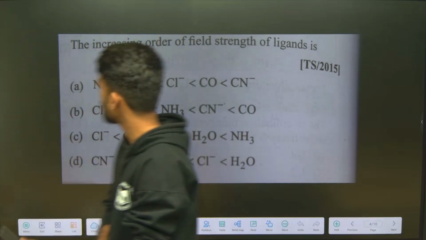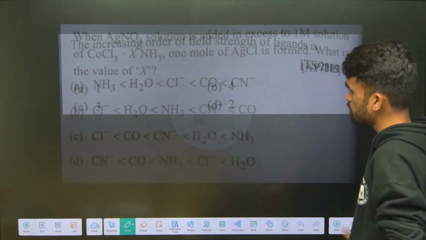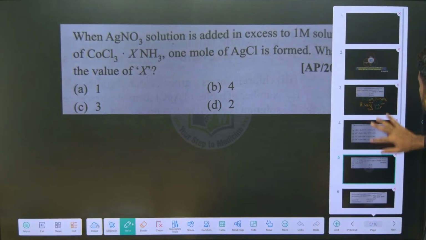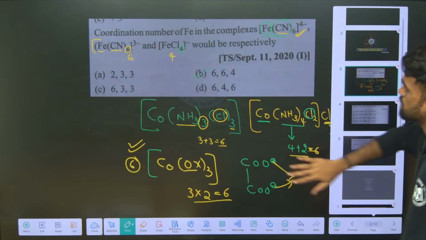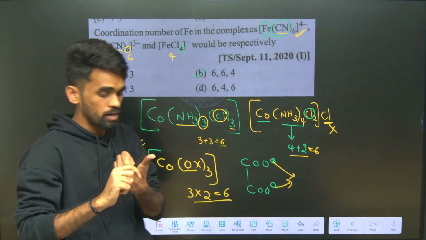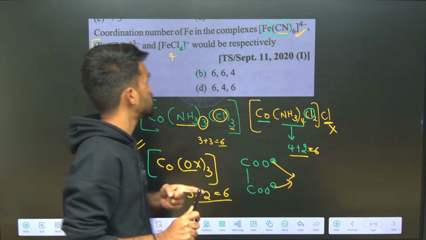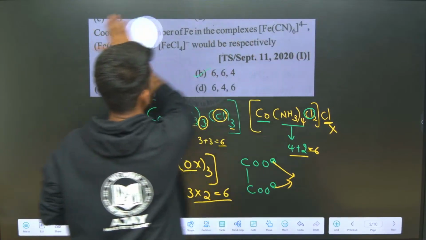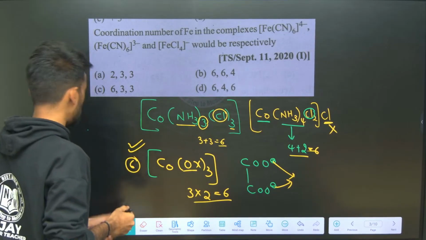Here you can see the increasing order of field strength. Yes, we will come to this after some time. And again, you also need to know how to calculate oxidation states. So how to calculate oxidation state? Let me take the first question itself. The first strategy is you need to know how to find the coordination number, and the next thing is how to calculate oxidation state. Very basic things. Only after knowing the coordination number and finding the oxidation state can we move further to other concepts of coordination compounds.